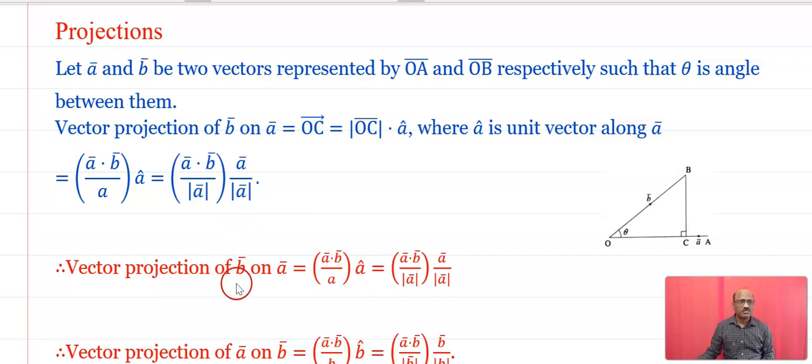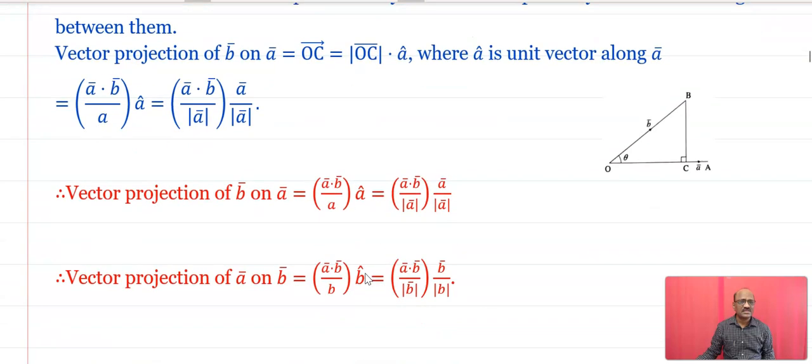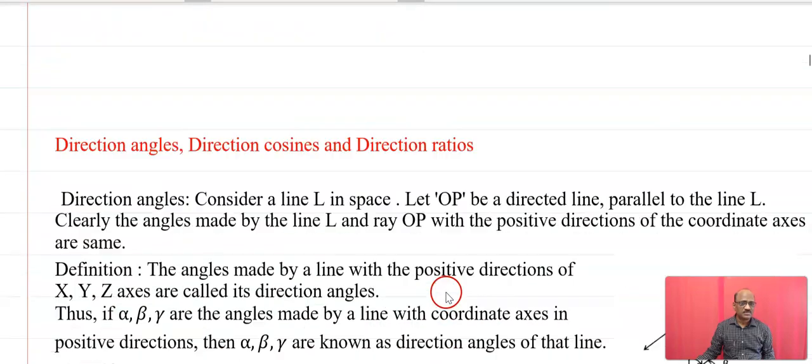Projection of b bar on a bar, again that's equal to a bar dot b bar upon a into a cap, and that is nothing but a bar dot b bar upon mod of a bar into a bar upon mod of a bar. Projection of a bar on b bar is equal to a bar dot b bar upon b into b cap, and that is a bar dot b bar upon mod of b bar into b bar upon mod of b bar.